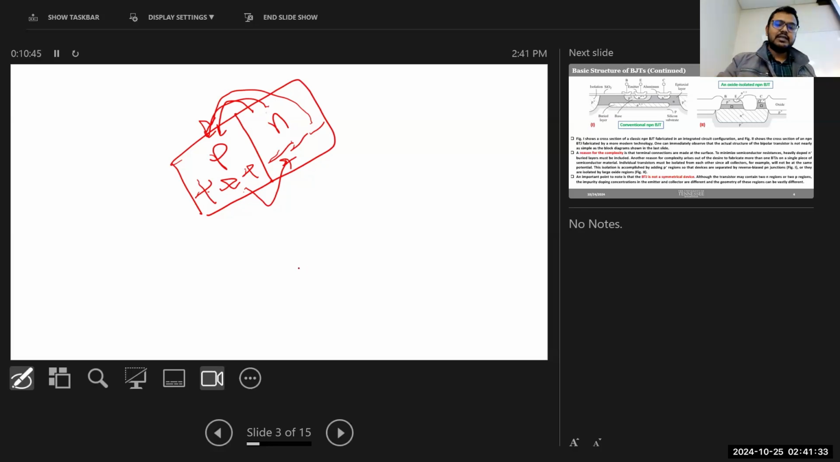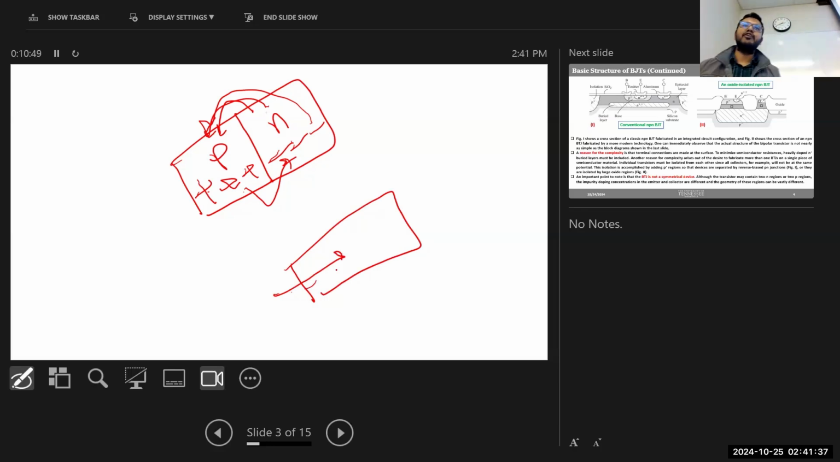So diffusion length is that length which a carrier can travel before getting stopped due to collision or before getting neutralized due to recombination. Okay, so if they travel this amount of length before getting stopped, we call this length the diffusion length. Like the length that a carrier can diffuse freely before getting stopped or recombined. Okay, is it clear? So this is called the diffusion length.